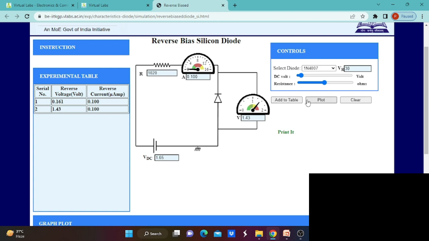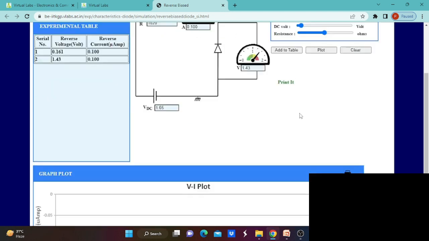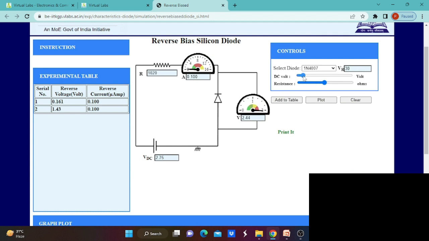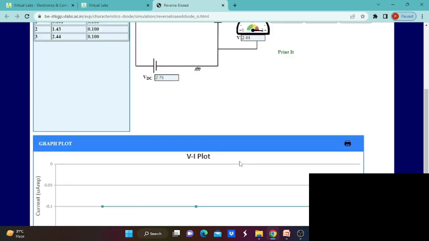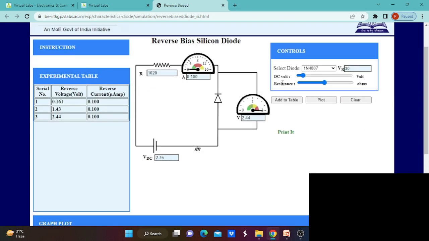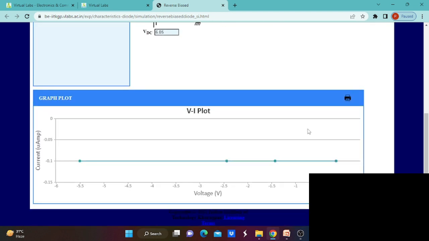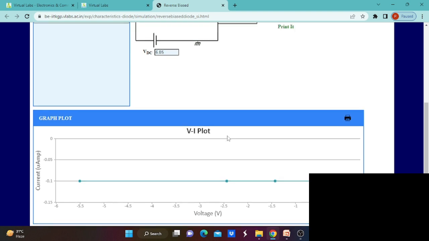add it to the table, and again we can get the relation. Again increase the DC voltage, add to the table, and we can plot it. Continuously we can increase the DC voltage. According to the reverse voltage, the reverse current will be constant in the reverse bias condition of the PN junction diode. Whenever you increase the DC voltage and add it to the table, the voltage value will increase in the voltmeter and the current will be maintained constant. So this is the relation between voltage and current in the reverse bias condition.